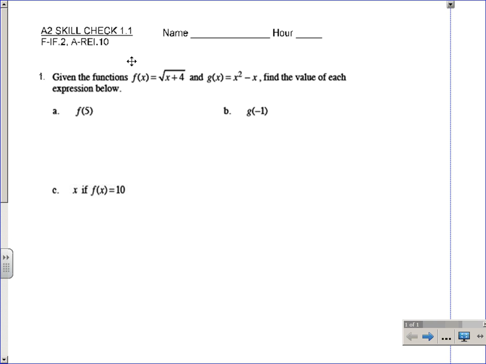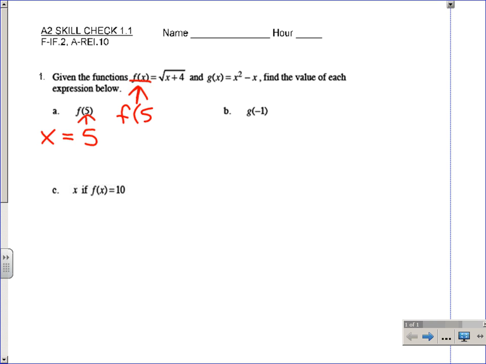A says f of 5. If you look at this f of x notation there, the x is replaced with a 5 in the notation. So wherever I see an x, I'm going to replace that with a 5. I'm going to plug in 5 for x. So let me show my work here.